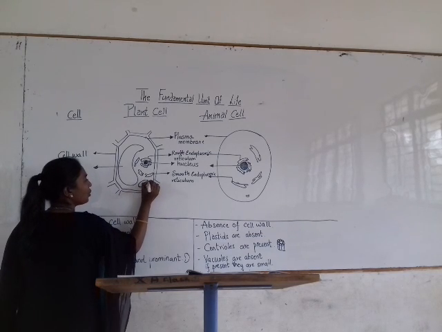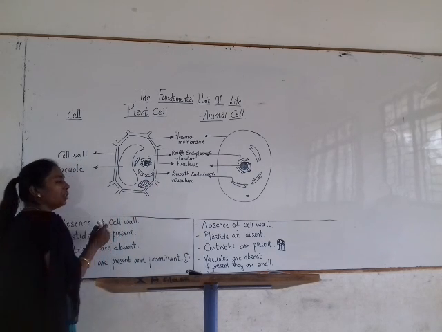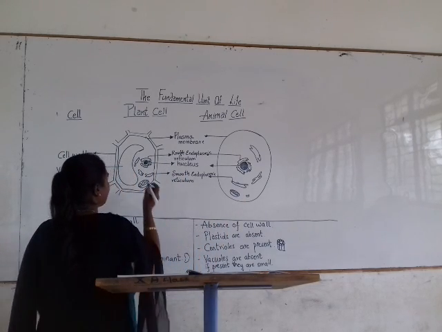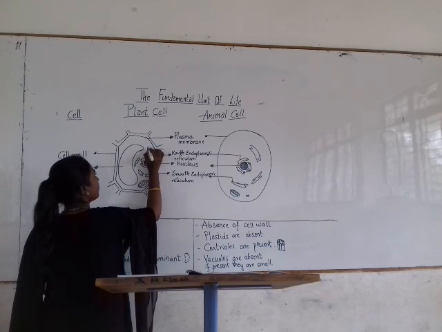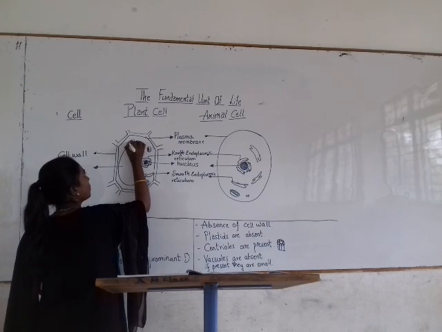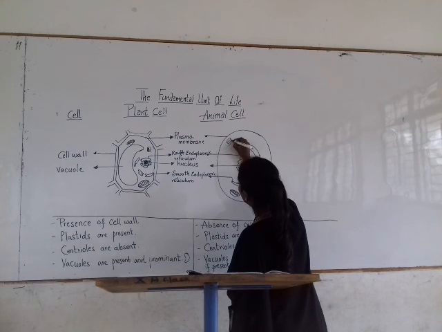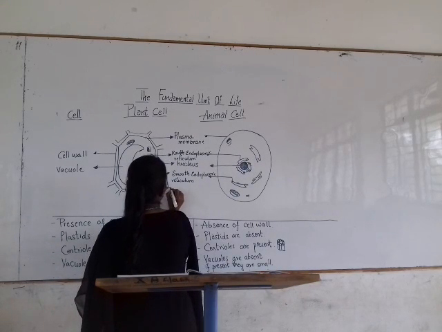Again, these specialized structures are called mitochondria. Mitochondria are present both in plant cell as well as in animal cell. We will be studying each cell organelle in detail in the upcoming classes. This is just about the structure of a cell. So you have endoplasmic reticulum distributed throughout the cell. Okay, so these are called mitochondria.